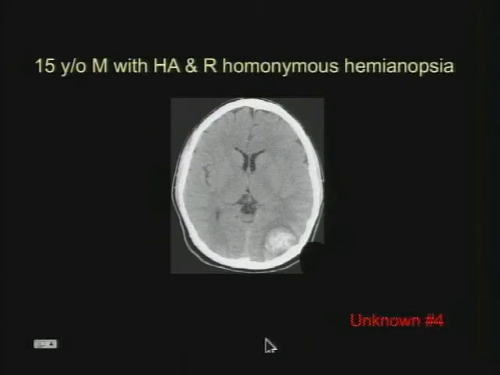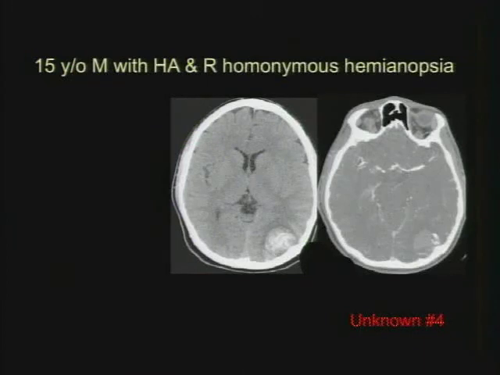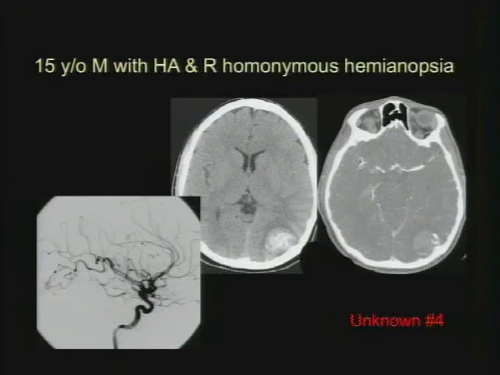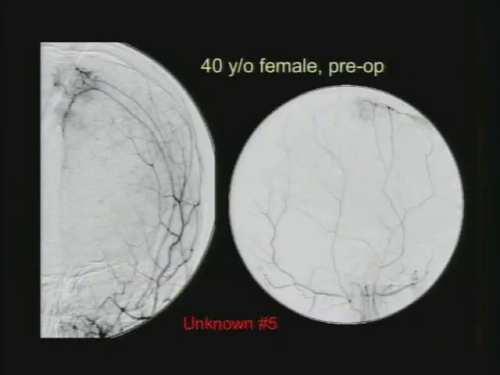Next patient is a 15-year-old who comes in with a headache and right homonymous hemianopsia. And here's the CT angio in that patient and the conventional angiogram. Here's a 40-year-old female pre-op. So what vessel is being injected? What procedure do you think is being done?